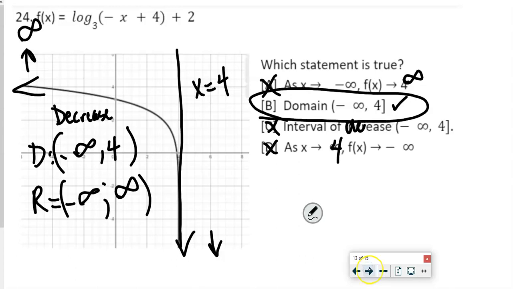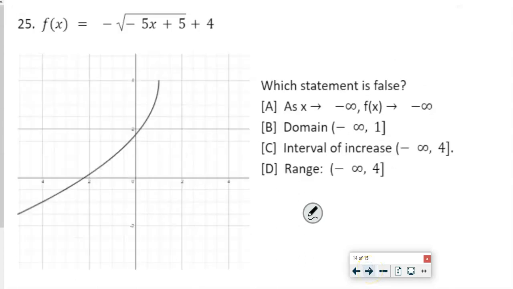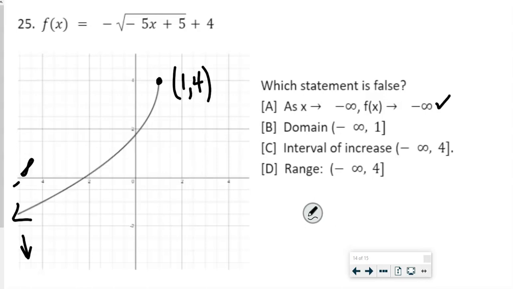Okay. So this next one, which statement is false? So again, we want to look where our graph starts. It starts at, what is that? 1, comma 4. And as we head left, isn't the graph headed down? So it is. So that's a true statement. Domain is going to be from negative infinity to 1, isn't it? It is. So that's true.